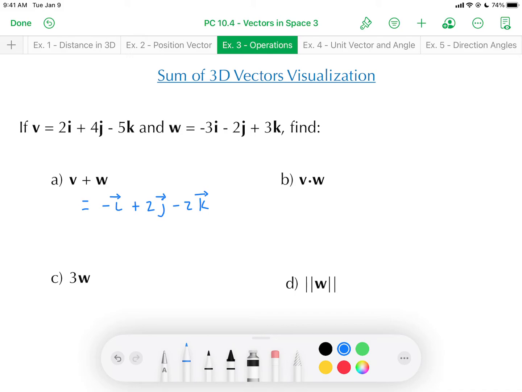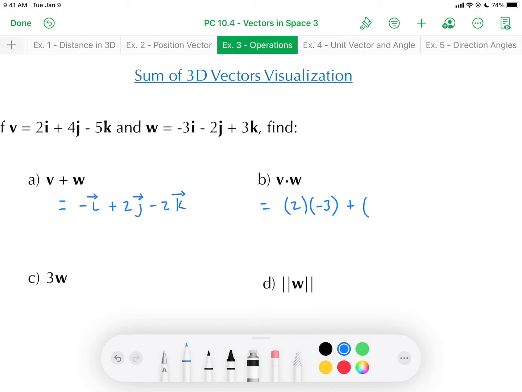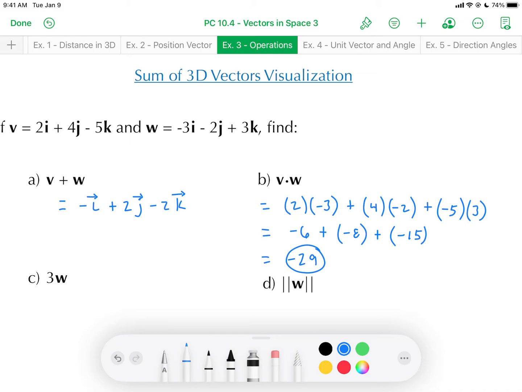All right, next we're looking for the dot product between the two vectors. Remember, dot product results in a scalar real number. So I'm going to take the scalars on each i, so 2 and -3, they get multiplied together. And then I'll add that with the product of the scalars on j, 4 and -2. And add that to the product of the scalars on k, which is going to result in -6 plus -8 plus -15, which gives us -29 as our dot product. And recall, dot products are commutative, right? So if I ask for w dotted with v, I get the same thing.